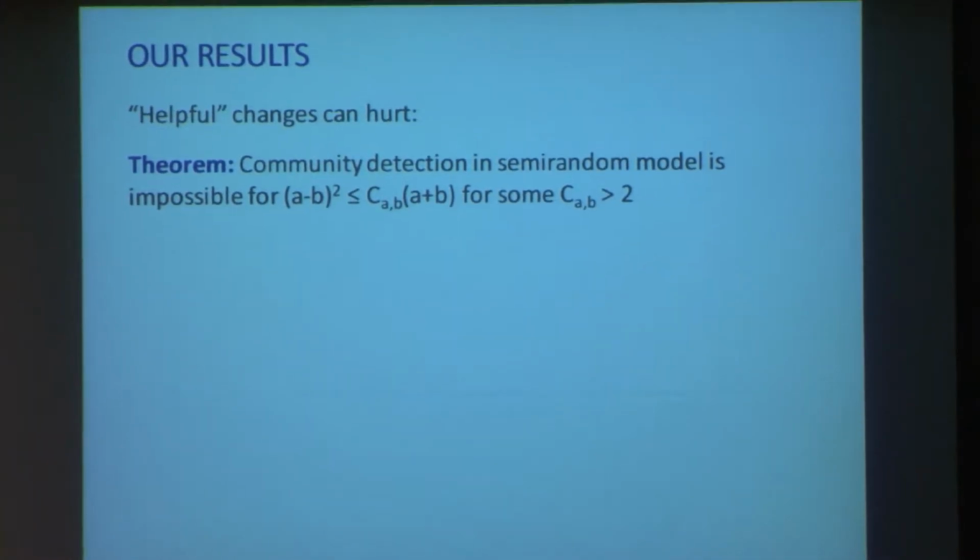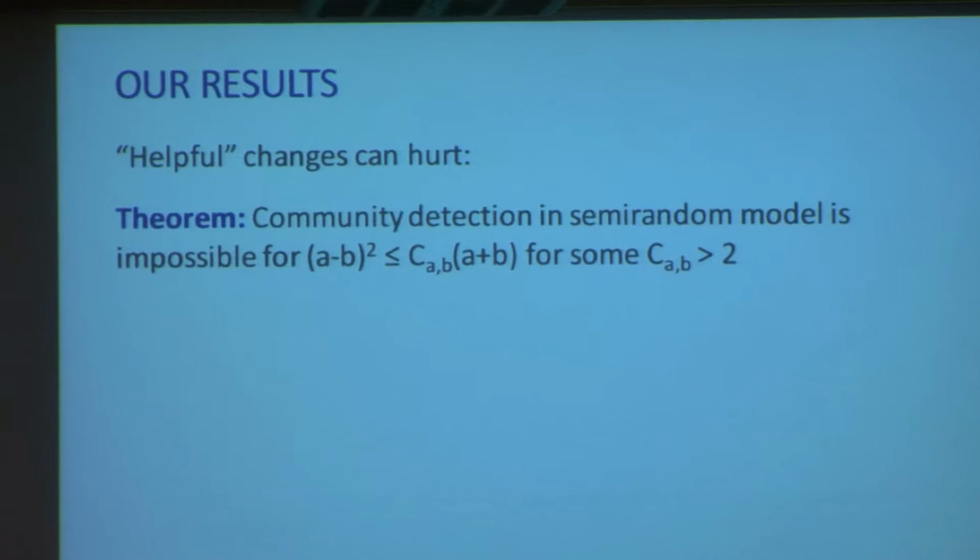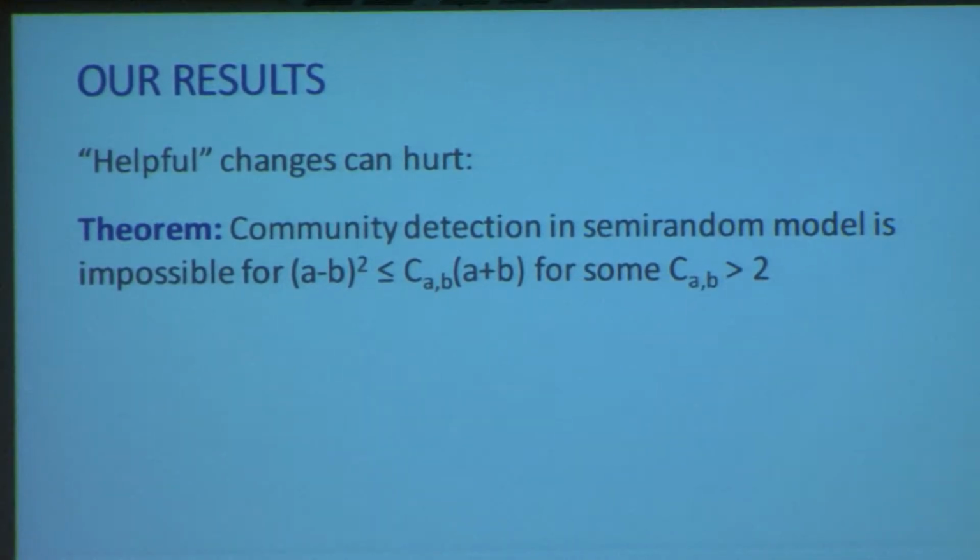So now I can tell you our main result, which is that actually, despite the fact that these changes sound like they're helpful, there's a way to make them hurt. It turns out that if you design the semi-random adversary in just the right way, you can make community detection strictly information theoretically harder. There's a constant which is larger than 2, so that even though the threshold for the original generative model was 2, under the semi-random changes, you can actually destroy the structure, and the problem still becomes impossible even when C is larger than 2.